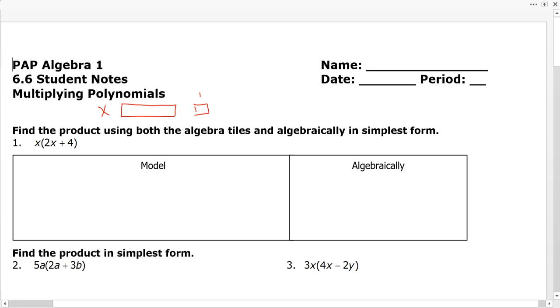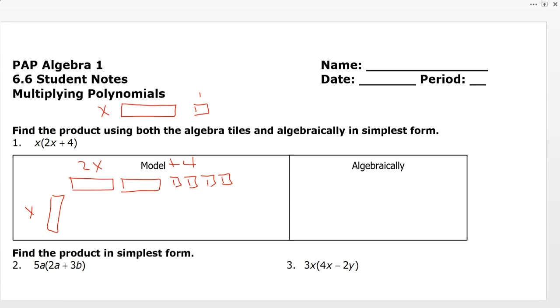These are all positive, so even though mine are all red, they're all going to be the same. You would take 2x plus 4, and you would draw 2 bars, and then you would draw 4 little tiny ones. And then on the other side, you're going to draw 1 bar for the x. So here's my x, and here's my 2x plus 4. I'm just going to fill in where they cross.